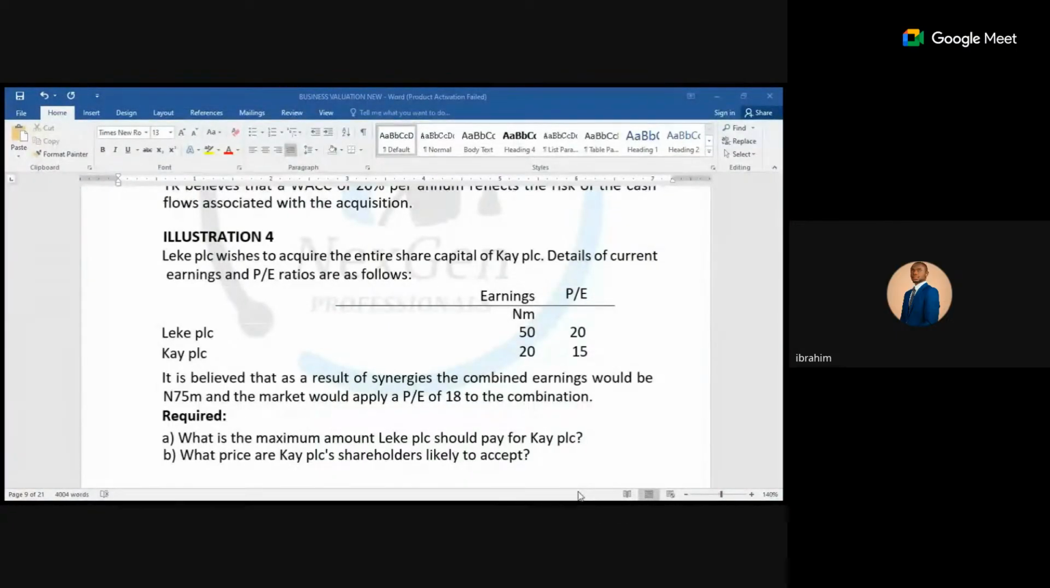Now, this required question 4. What is the maximum amount Lekki PLC should pay for KPLC?